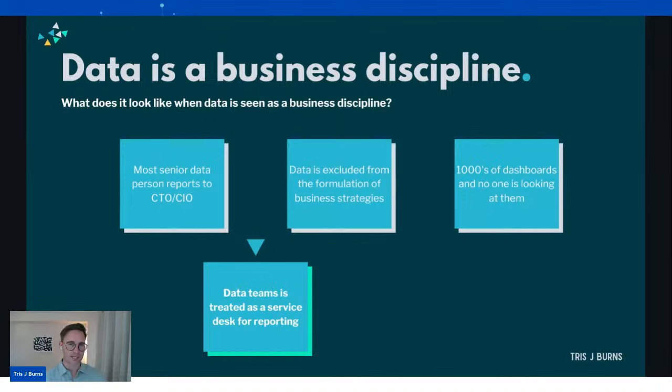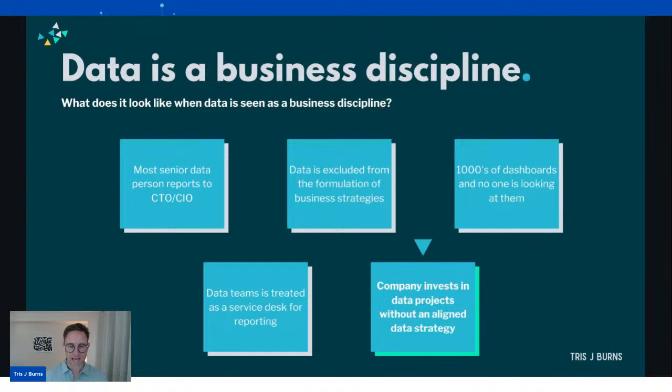You will consider that organization treats its data team as a technical discipline when the only way that it sees its data team is as a reporting capability. It doesn't see the value add potential that exists within data teams. And finally, companies that see data as a technical discipline often invest in data projects without an aligned data strategy. And we looked at that on the previous slide. They are technology led, they are excited about technology projects, and they don't necessarily ensure to align the things that they invest in a data sense with their overall organizational strategy.